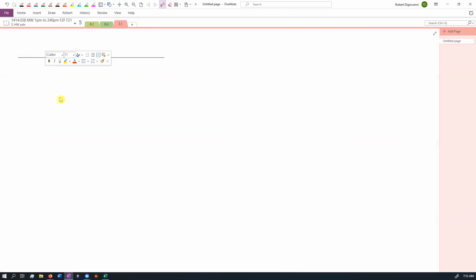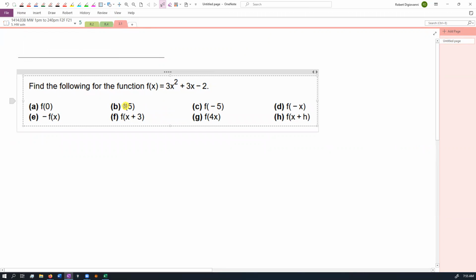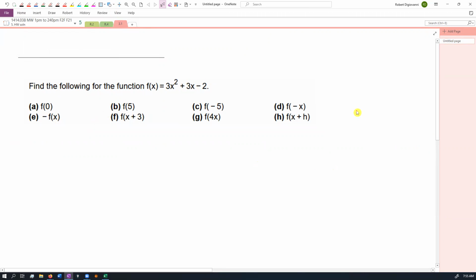Okay, so here we go. So here's the function they're giving us, and we're asked to evaluate the function at these values. So for part A, all we're going to do is plug 0 into the function. So we replace all the x's with zeros. Of course, these go away because of 0, and so we get -2.